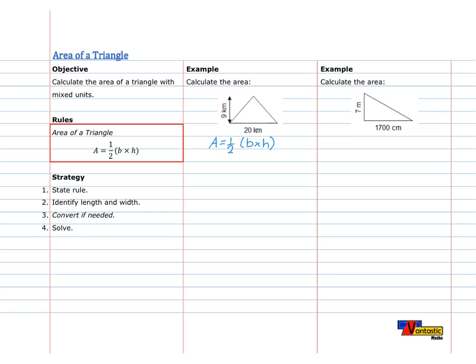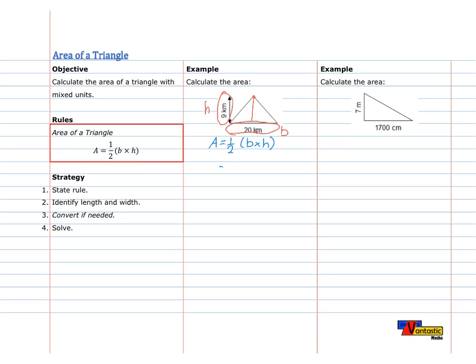So I'm looking at my triangle, and this number here refers to this side. So that's going to be my base. And the tip of the triangle gives us the height, and we can read here, well, that gives us the height. So our base is 20 kilometers and our height is 9 kilometers.